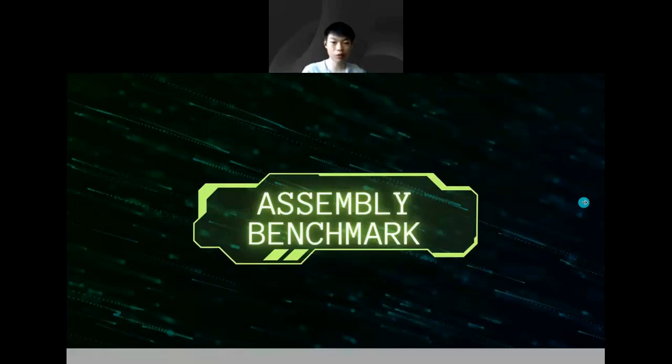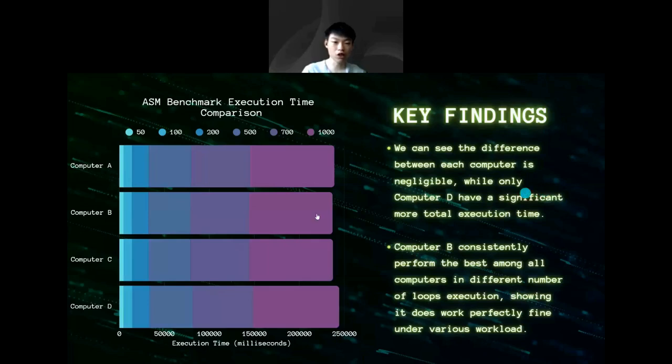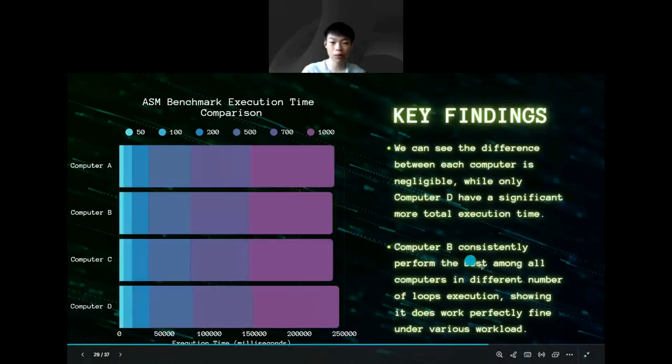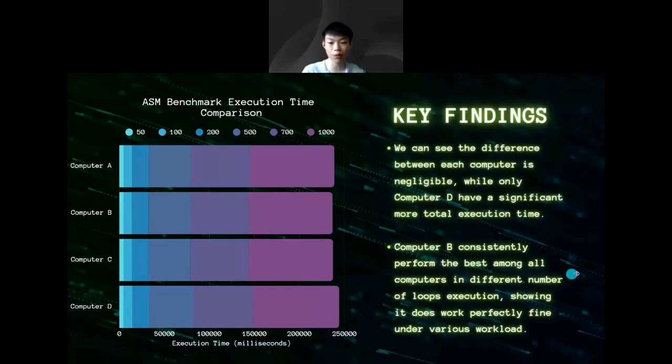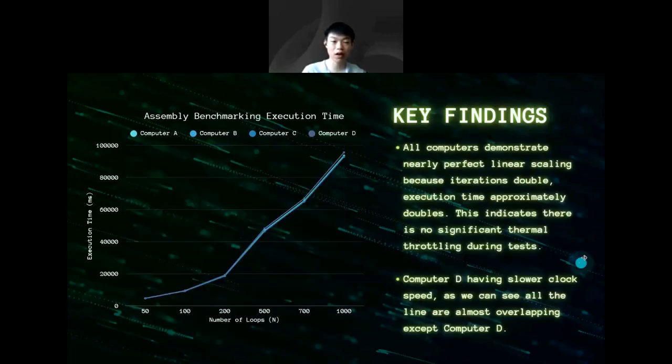Okay, so now I will talk about the assembly benchmark. This is a stacked bar chart. We can see the difference between each computer is negligible, with only computer D having a significantly higher total execution time. Computer B consistently performed the best among all the computers across different numbers of loop executions, showing it works perfectly fine under various workloads.